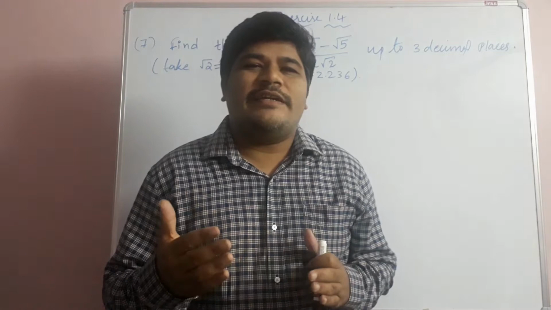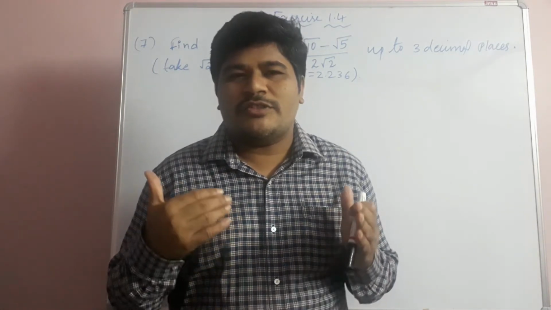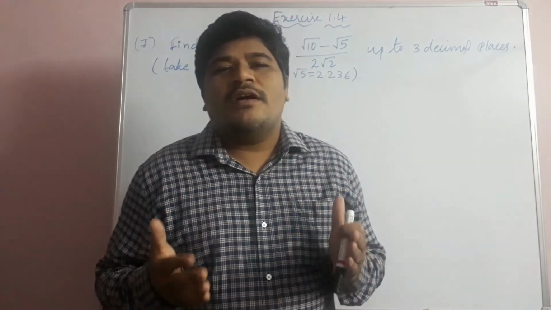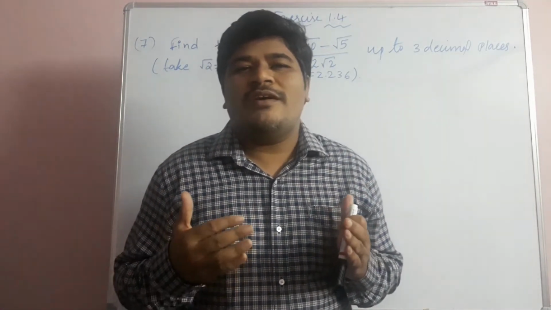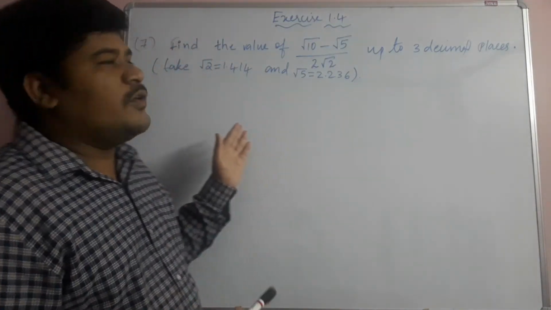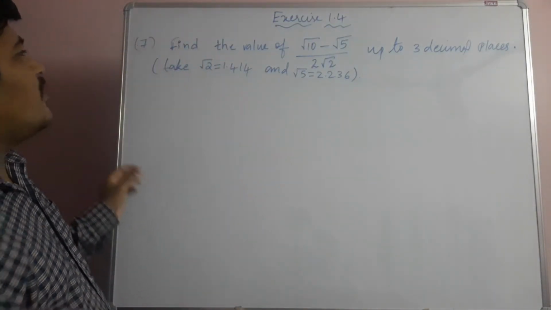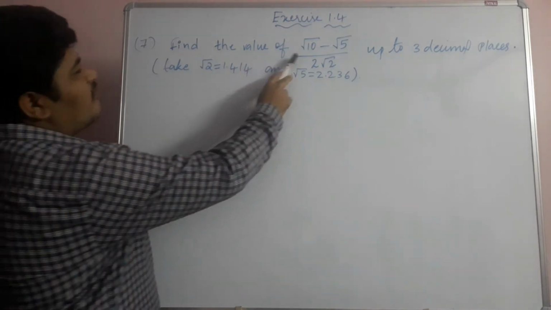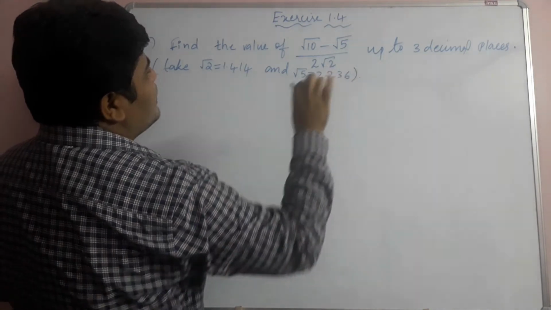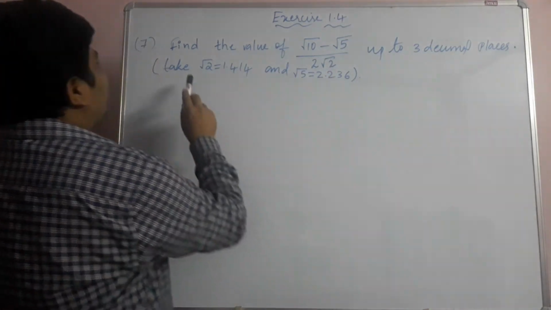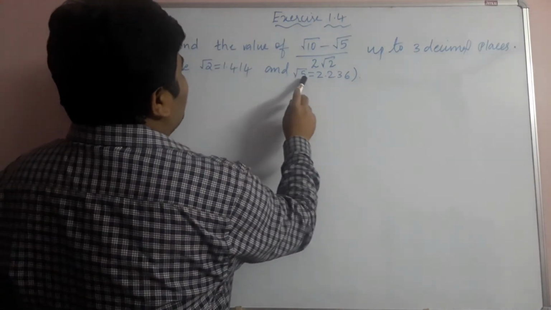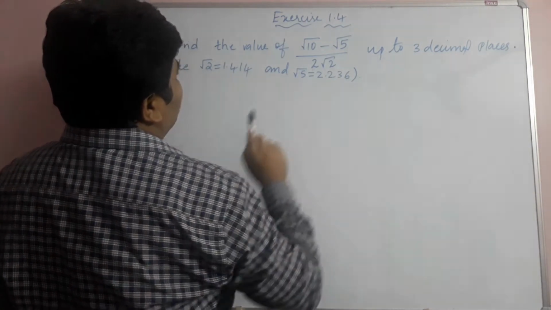So students, in previous videos we learned about real numbers and we solved a few problems on real numbers. Now let's see a few more problems on the real number concept. Okay, so now exercise 1.4, problem number 7. Find the value of (root 10 minus root 5) by 2 root 2 up to 3 decimal places. Take root 2 equal to 1.414 and root 5 equal to 2.236.